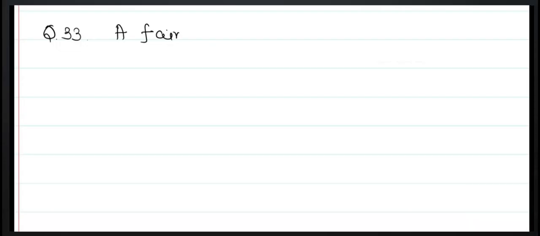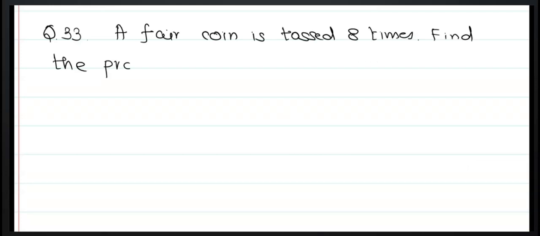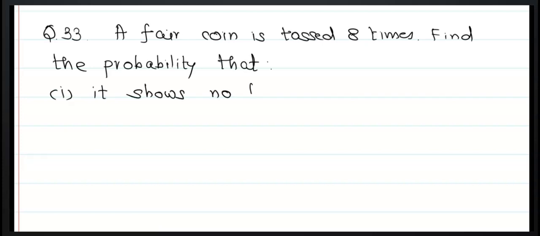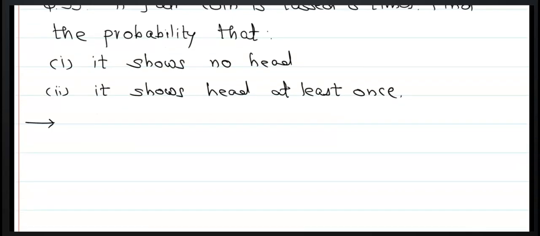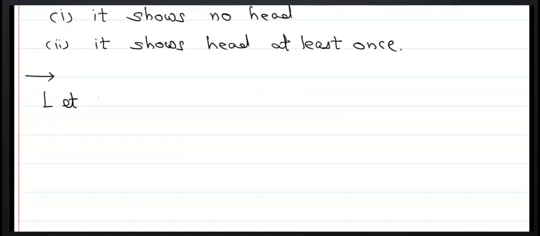So this is very simple. A fair coin is tossed 8 times. Find the probability that it shows no head. It shows head at least once. Now see this here. Page number 336. Unsolved question.